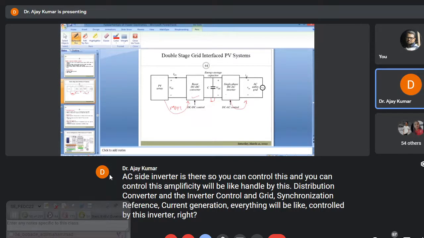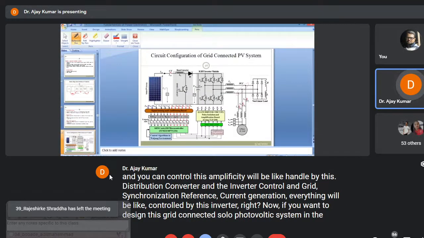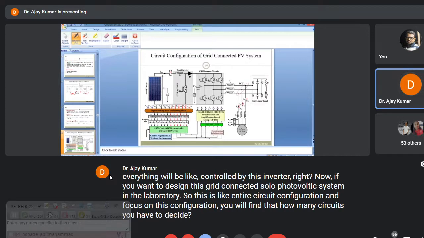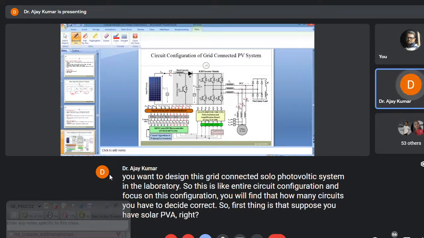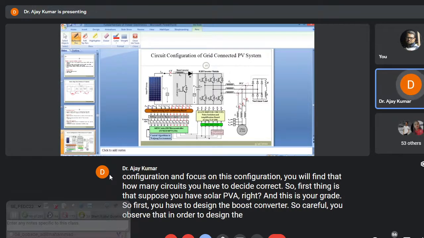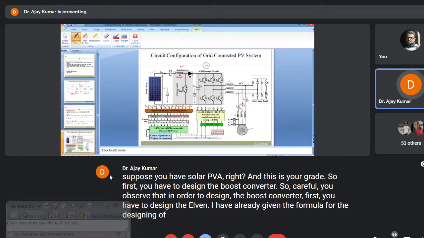Now, if you want to design this grid connected solar photovoltaic system in the laboratory, this is the entire circuit configuration. Focus on this configuration and you will find how many circuits you have to design, correct? The first thing is that, suppose you have a solar PV array, and this is your grid. First you have to design the boost converter. Carefully observe that in order to design the boost converter, first you have to design the L value. I have already given the formula for designing the boost converter, that is, how to calculate the L value. So you have to calculate the L value.